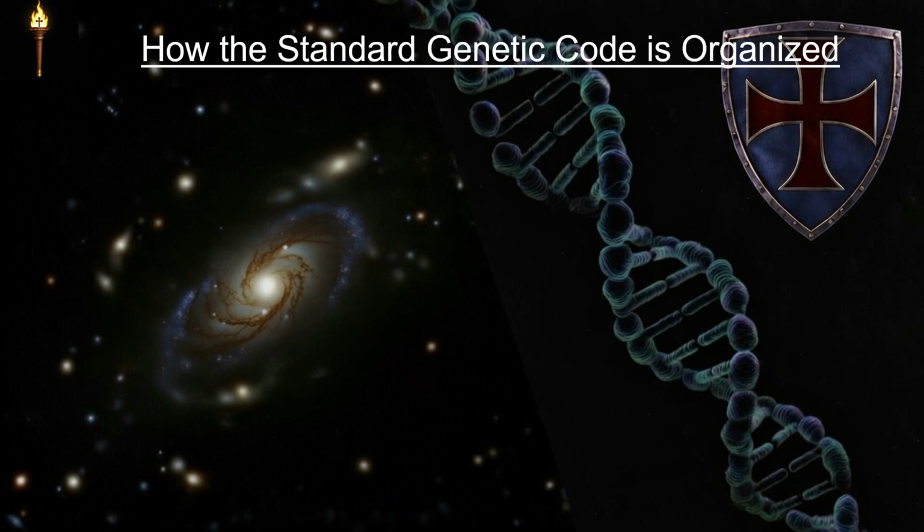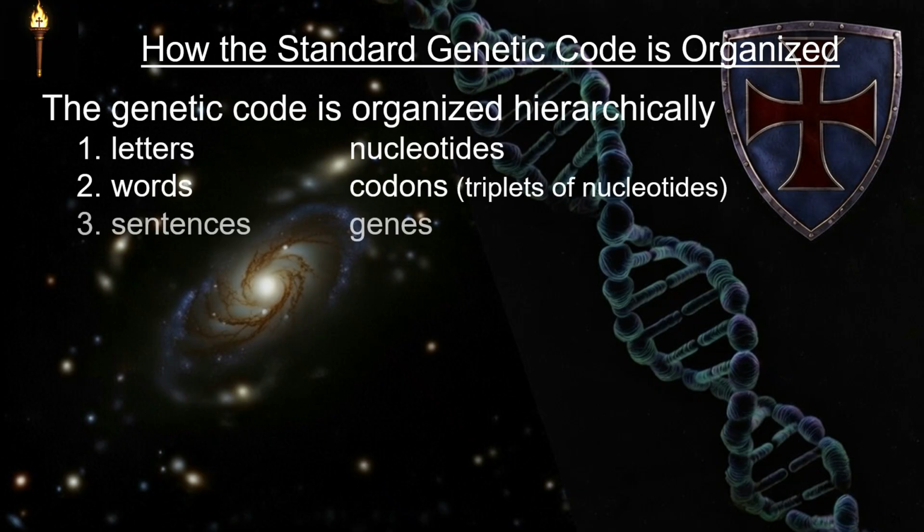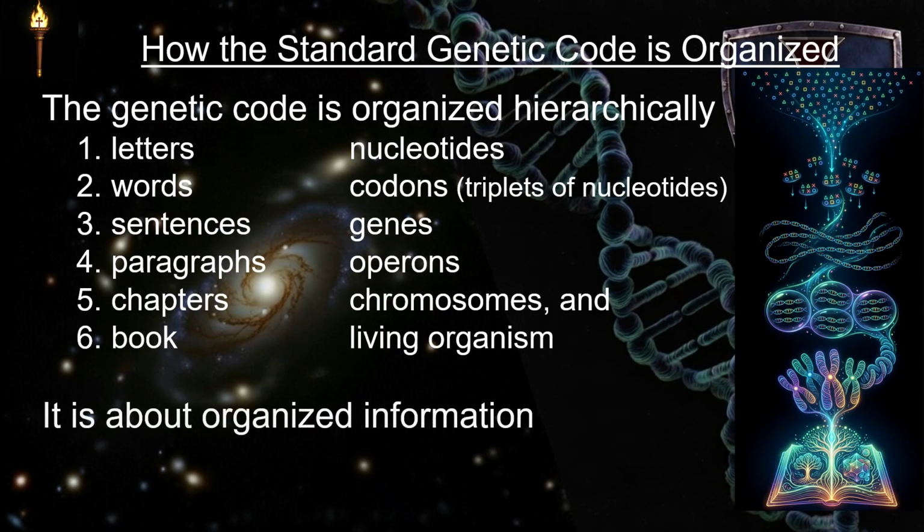How is the standard genetic code organized? Well, it's a hierarchy, and you could think of it as going from letters to libraries. A letter is what's called a nucleotide. That's the smallest item that we're concerned with. Words are codons, where you take 3 nucleotides, or a triplet. Sentences are genes, and paragraphs are operons. Chapters are chromosomes, and a book is a living organism. The key is to point out that this is about information. There's an analogy here.